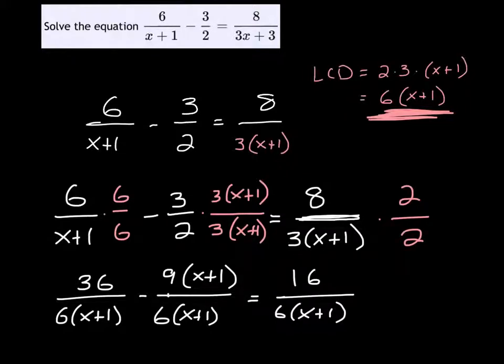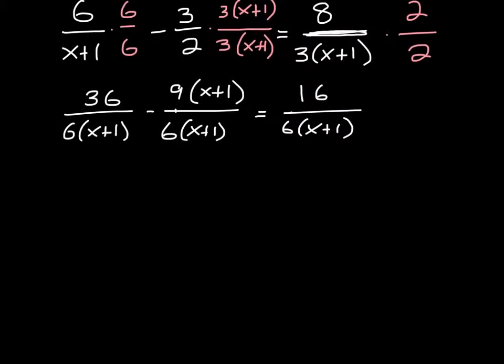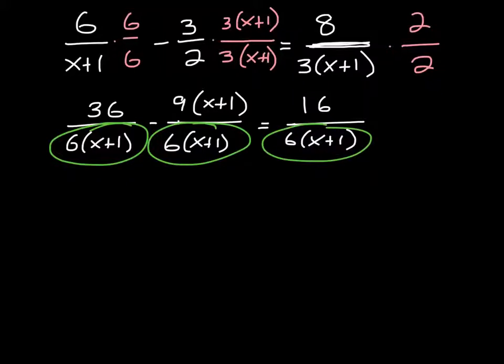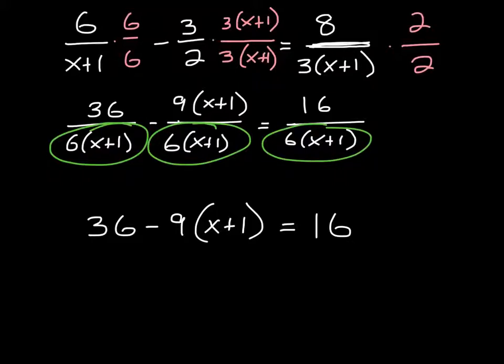This is a useful method for solving these because creating the common denominators is a lot like when we're adding and subtracting rational expressions, so we can use that same method. What we're going to do now that we have this equation where every single term has the same denominator is that we simply rewrite this expression without our denominators. And so just setting the numerators, we get 36 minus 9 times x plus 1 equals 16. Now all we need to do is solve this linear equation.